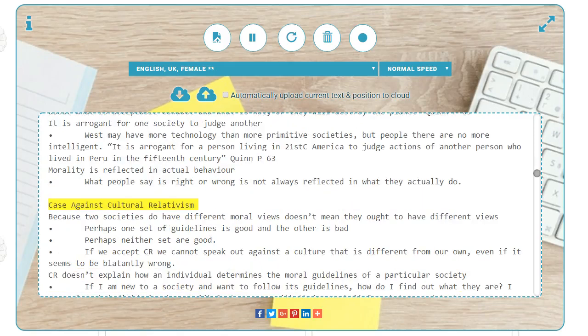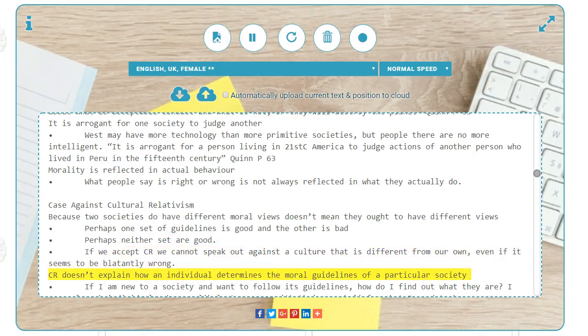Case against cultural relativism. Because two societies do have different moral views doesn't mean they ought to have different views. Perhaps one set of guidelines is good and the other is bad. Perhaps neither set is good. If we accept CR, we cannot speak out against a culture that is different from our own, even if it seems to be blatantly wrong.